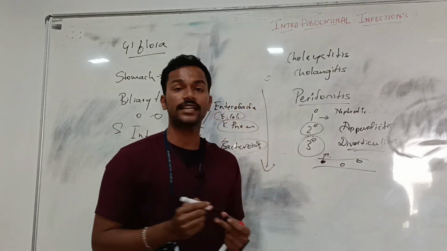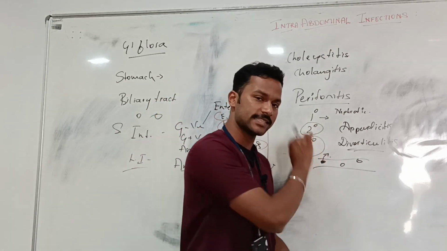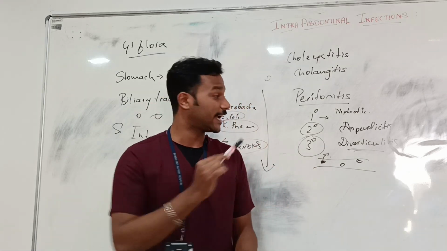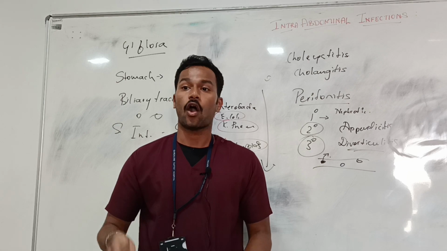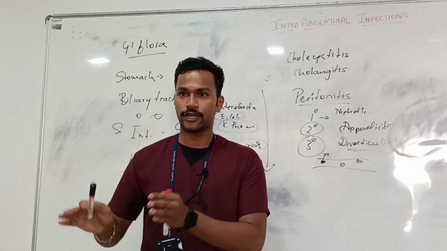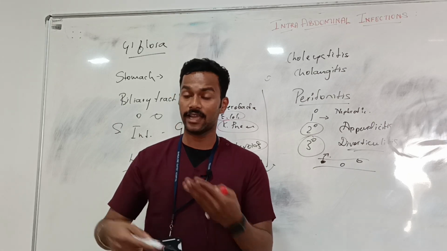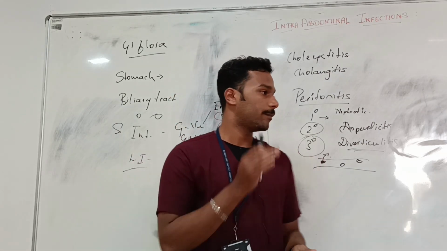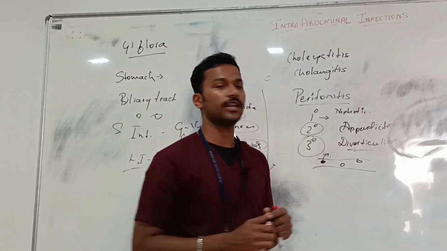Tertiary peritonitis is where the patient has secondary peritonitis that transforms into septic shock or sepsis, or the secondary peritonitis is gone but then it reoccurs. When it reoccurs, it is called tertiary peritonitis. These are the different classifications of intra-abdominal infection.